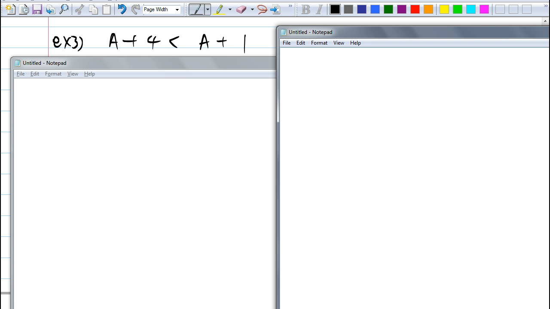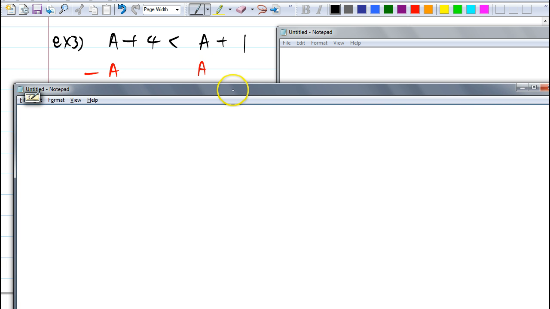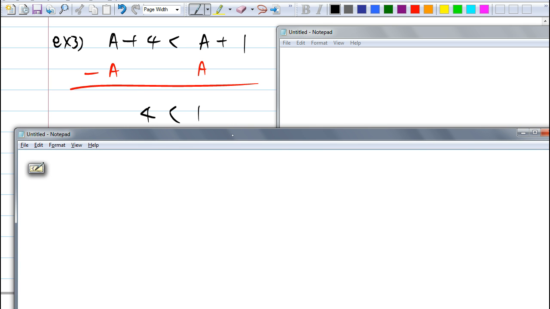Okay, so Christina, what do I do to get a by itself? We subtract a. Yeah, I subtract a from both sides, right? You're going to gather the like terms. When you do, do we reverse the inequality at all? No, it stays the same. And they cancel out. And then it's 4 is less than 1. Good. So we get 4 < 1.